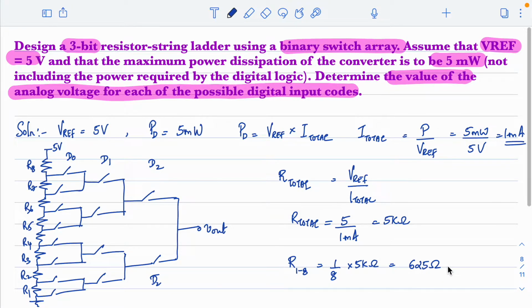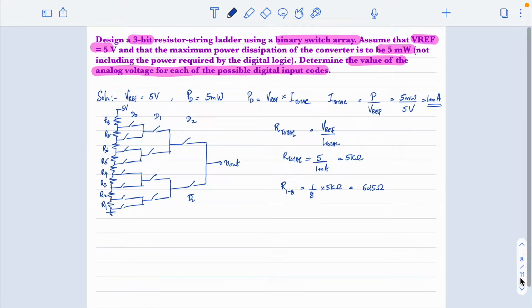Alright. Fine. Now, once the resistor value is done, that means the design part is over. What we have left is only switches, and we need a control logic to control the switches with all the bits, MSB through LSB. Now the second part of the question is to determine the value of the analog voltage for each of the possible digital input codes. So how will you do that?